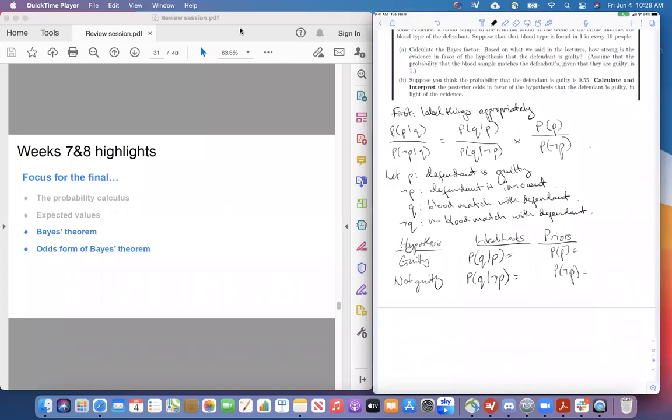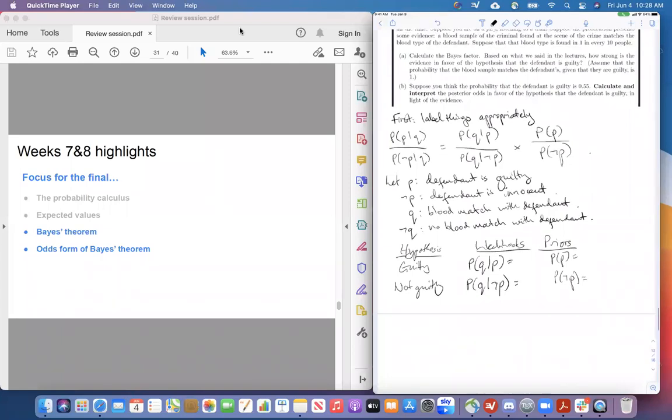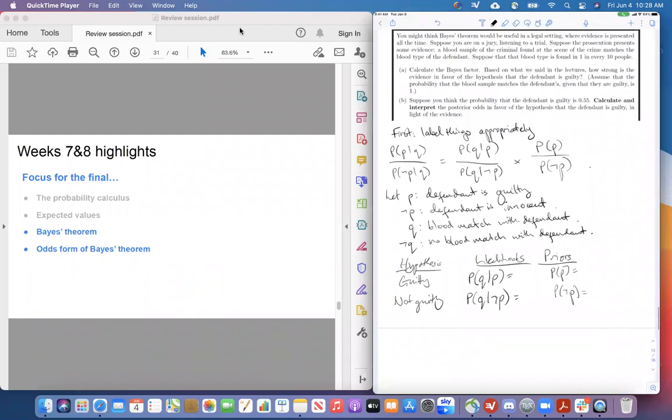Okay, hopefully we've had a think about what these values are here. First likelihood, probability of Q given P, or the probability of a blood match given that they are guilty. You are told in part A that the probability that the blood sample matches the defendant given that they are guilty is 1. So this likelihood is 1.